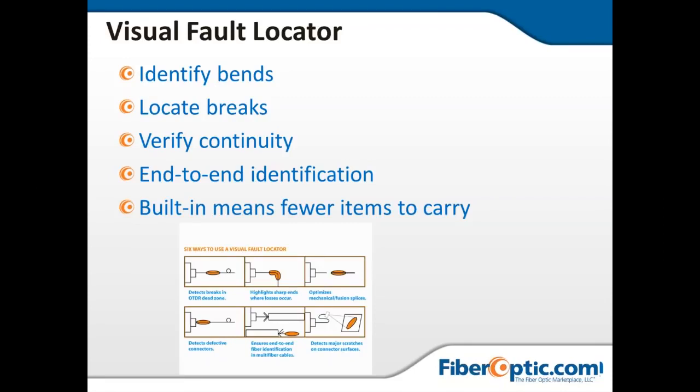End-to-end identification. Now, a lot of times what will happen is you'll have a splice that happens somewhere mid-span. So you've got a 1 kilometer span, and somewhere in between, blue was spliced to black because it was dark at night and nobody could tell the difference, so it was misspliced. So when you put it on the blue on one side, it comes out the black on the other. That's a very good end-to-end identifier. And building it in means fewer items to carry.